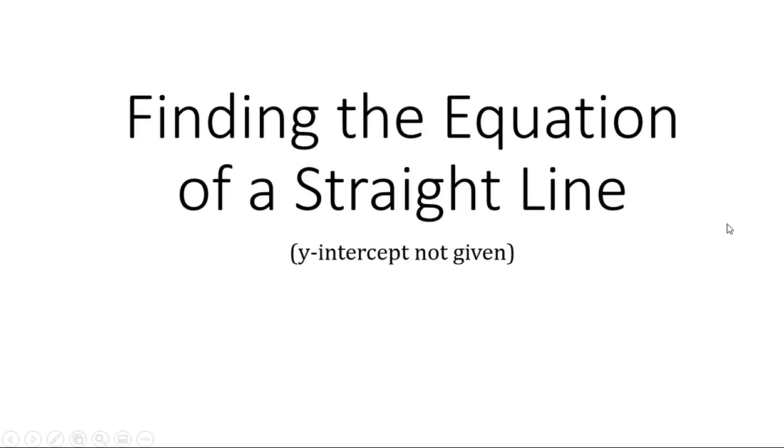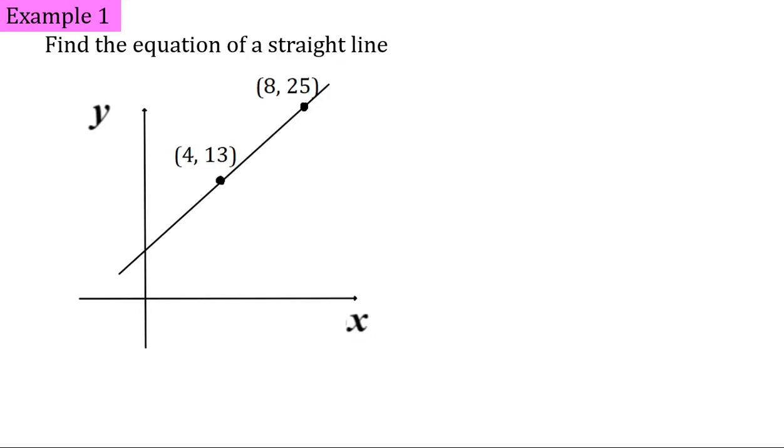Hello National Fives. This is the fourth lesson in the straight line topic. This is finding the equation of a straight line when you're not given the y-intercept. And I've also included an exam question with a scatter graph. So let's have a look at this.